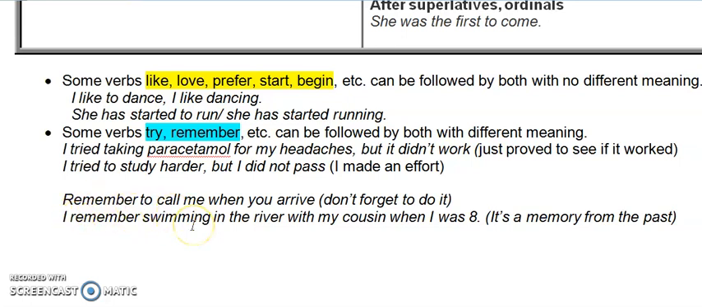Remember with ing has a different meaning. It is to have a memory of something in the past, right? So I remember swimming in the river with my cousin when I was 8. The meaning is I have a memory from the past. So I remember doing it means it's something I did in the past and I remember now. Okay? And that's all in terms of differences between gerund and infinitive.